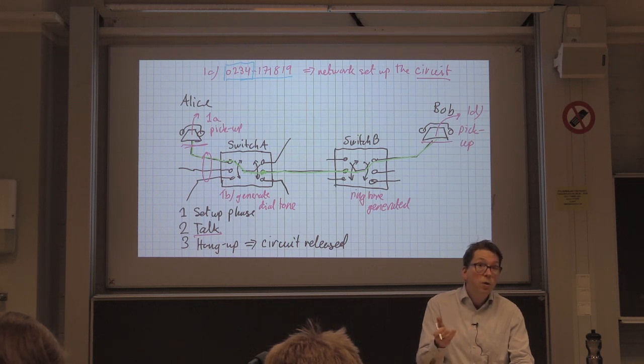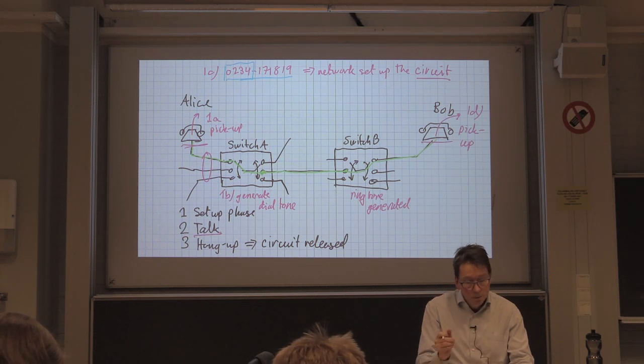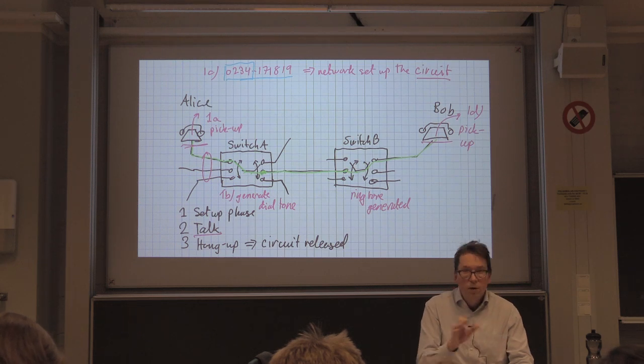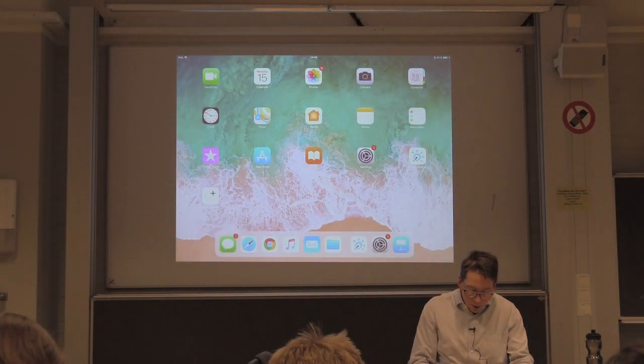Right. So we know sometimes the internet is slow. Sometimes fast, sometimes slow. Okay. Telephone network, either it works or it doesn't. Right. It's more on-off. Okay, very good question. Thank you.